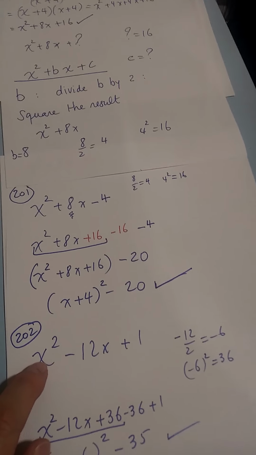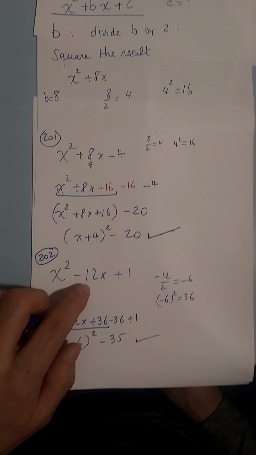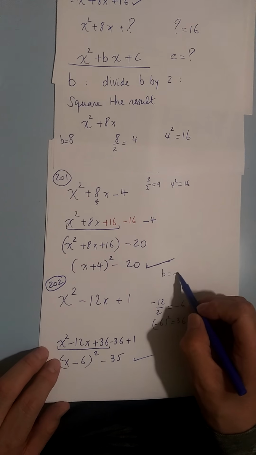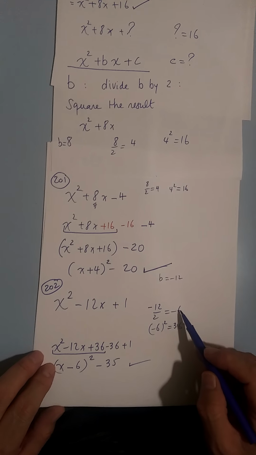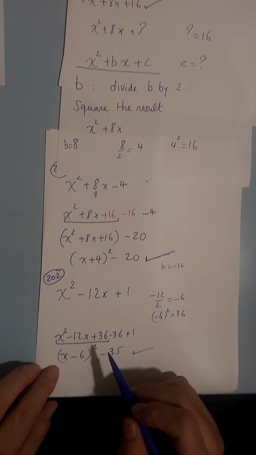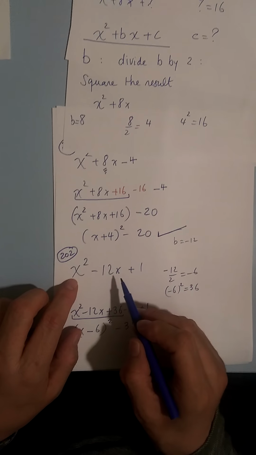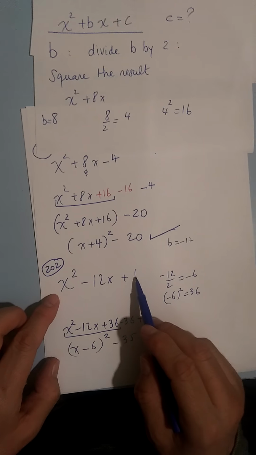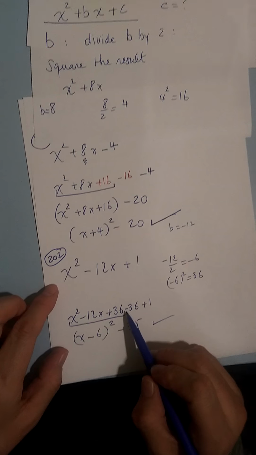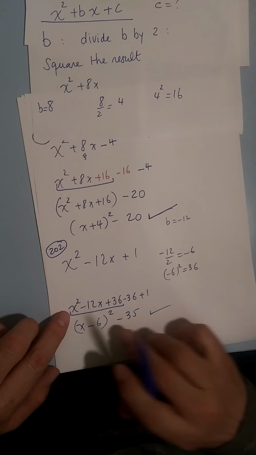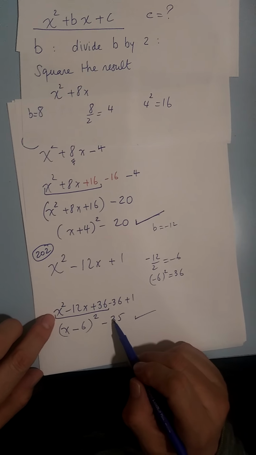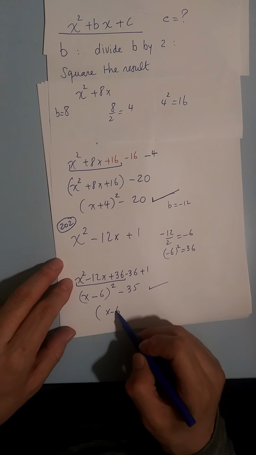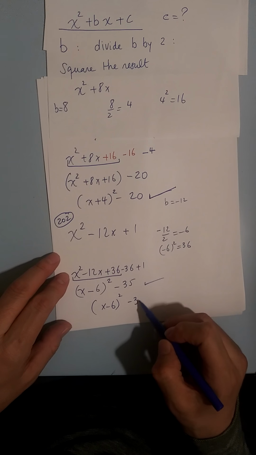In this example, we have x squared minus 12x plus 1. b is negative 12. Divide that by 2 and that gives you negative 6. Negative 6 squared is 36. So this tells us we must add and subtract 36. So x squared minus 12x plus 36 minus 36 plus this one. Okay, the first three terms here will be x minus 6 squared. And minus 36 plus 1 is minus 35. So the end result is this: x minus 6 squared minus 35.